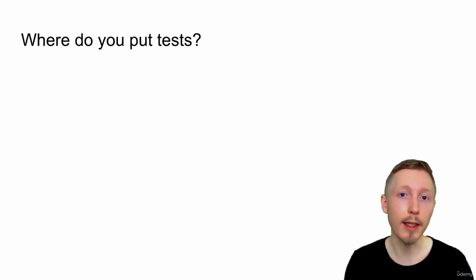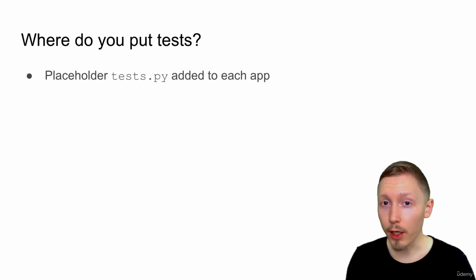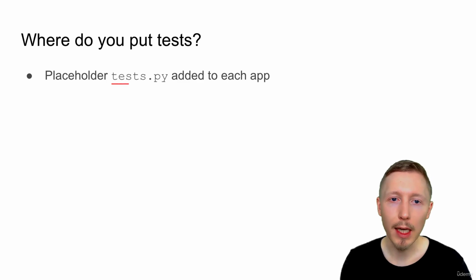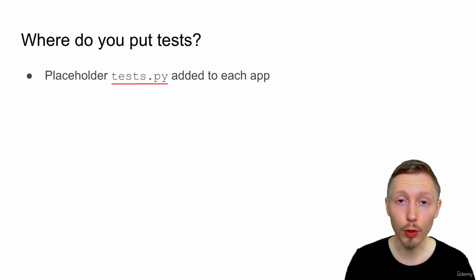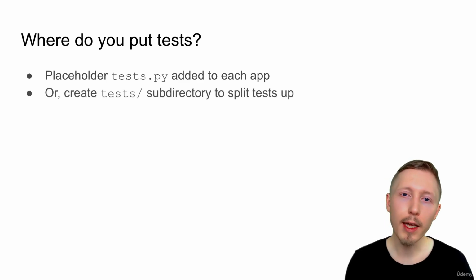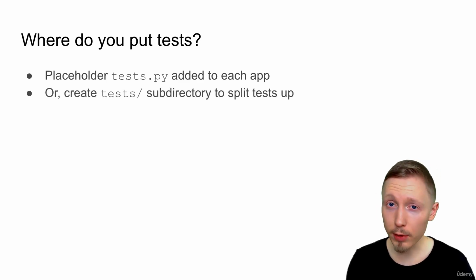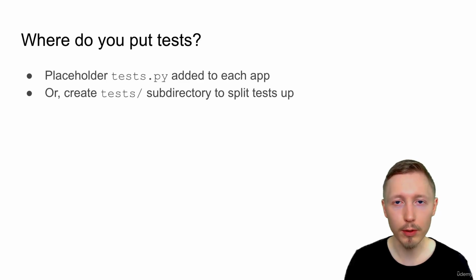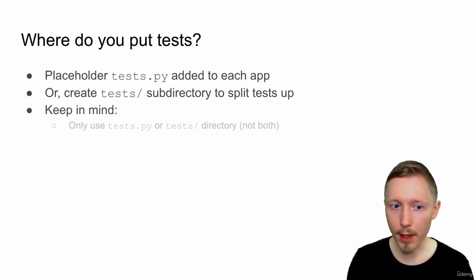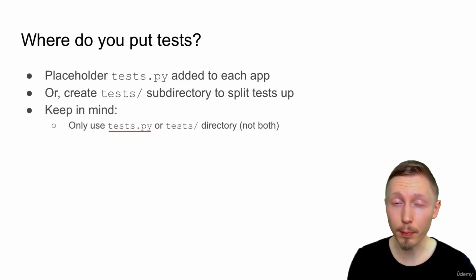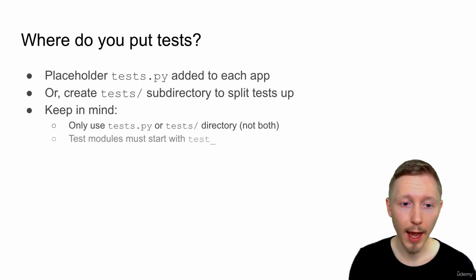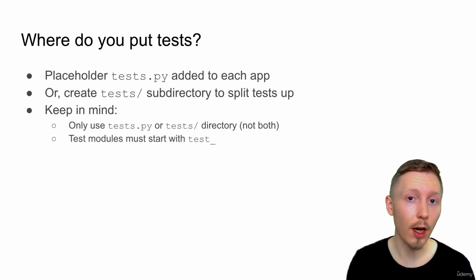So where do you put tests in your Django project? When you create a new app in Django, it automatically adds a test.py module, which is a placeholder where you can add tests. Alternatively, you can create a tests subdirectory inside your app, which allows you to split your tests up into multiple different modules.